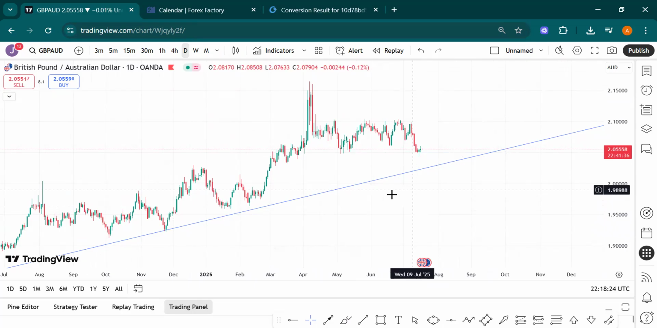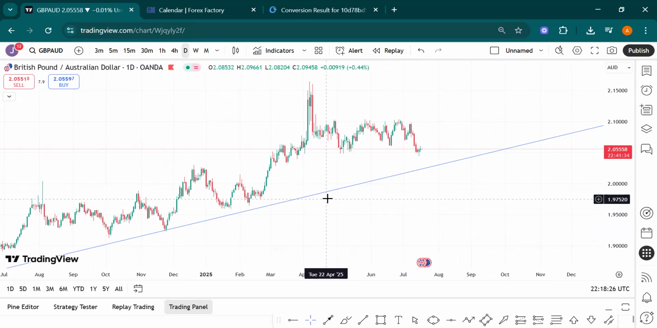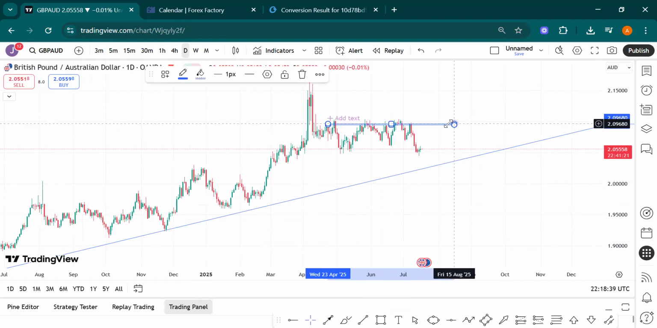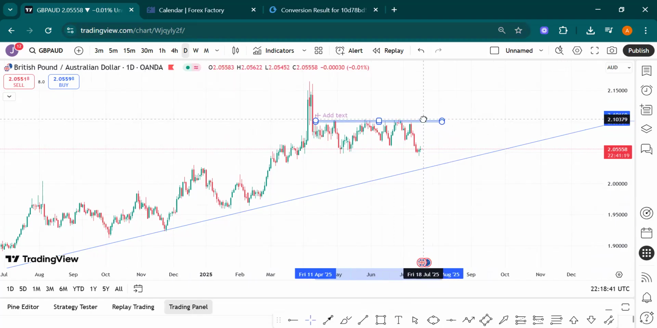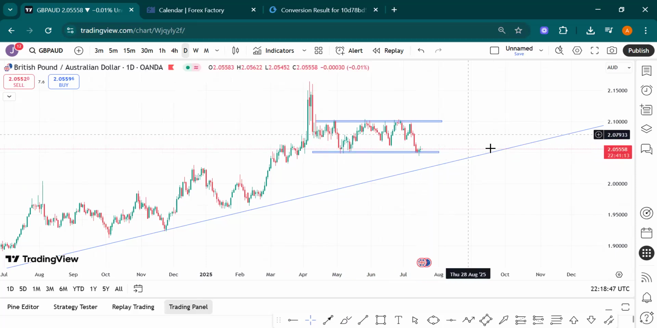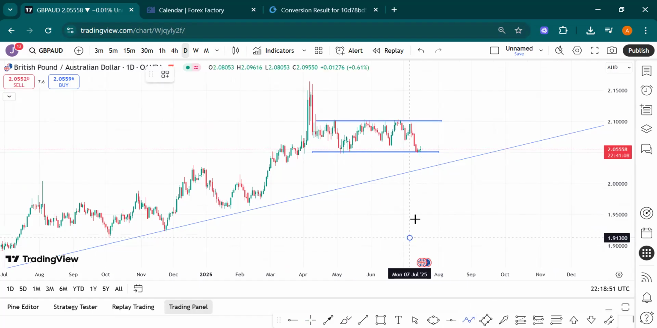However, there's something that we can also spot here, that the market is currently ranging on the daily time frame. Now, what do we mean? If I put this here, we can easily spot that the market has been ranging between resistance and support zone. So we say a ranging market is one that moves between the support and resistance zone.